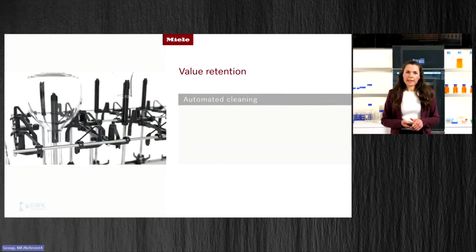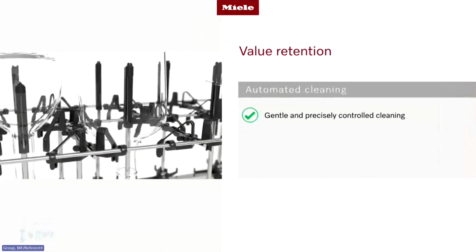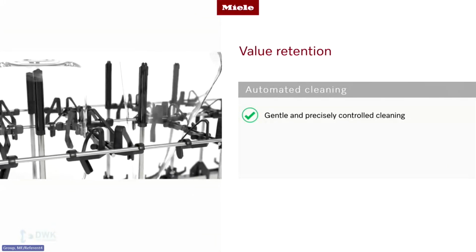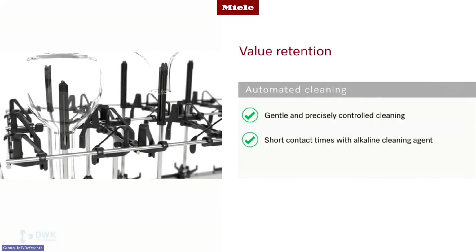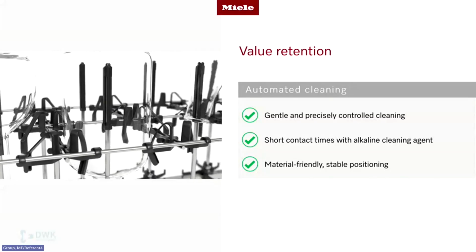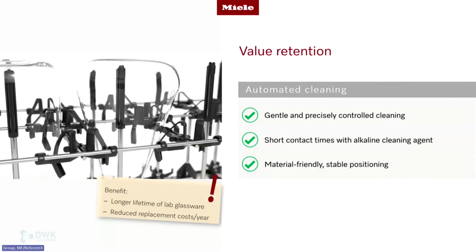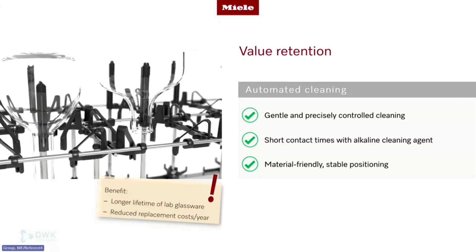With automated cleaning, the cleaning is much more gentle. The process parameters are defined in a way to create as little stress on the glass as possible. And the mechanical stress is limited due to the stable positioning of the glassware in the rack. That adds up to a longer lifetime of the glassware and reduced replacement costs per year.